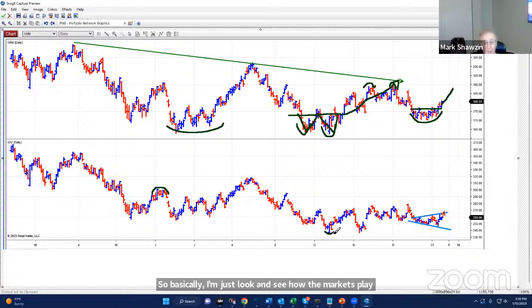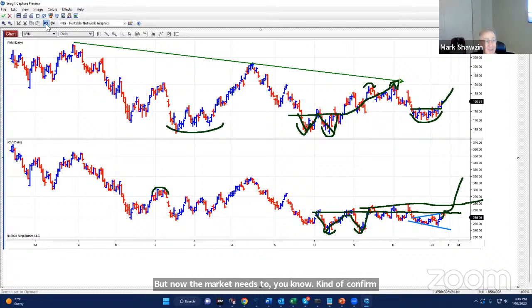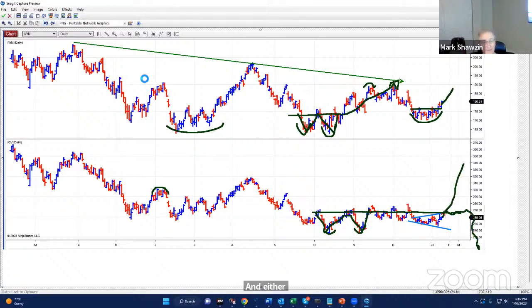So on one hand, you do have this kind of bottom in here. Hard to be short when you've got this kind of lurking in the water. But now the market needs to confirm that this is a bottom and make new highs. And if it doesn't, it's going to stall out and roll over. And either way, I'm going to catch whatever this thing does.